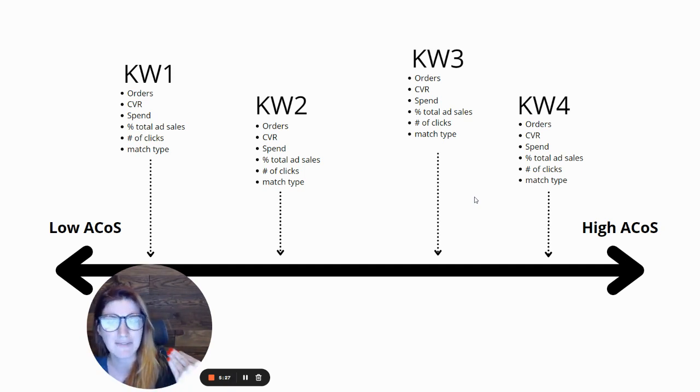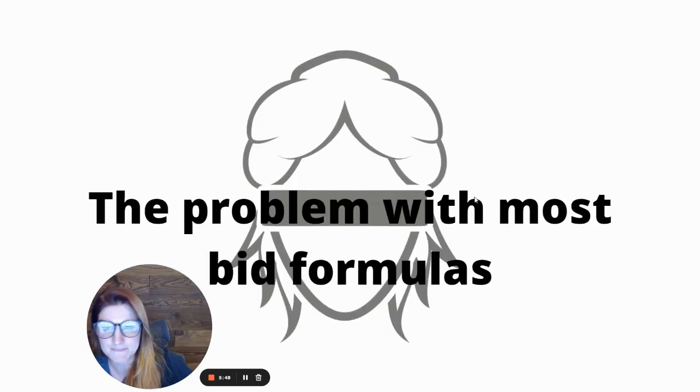And we're going to get into even more incremental things that we can set. But these are just a couple of them. We're going to get more in depth, but we might be factoring in orders, conversion rate, spend, the total impact, the ad sales, the number of clicks. So how much available data is there? Maybe we're factoring in match types. Hint, you should be factoring in match types, but I'm going to get into how we would do that.